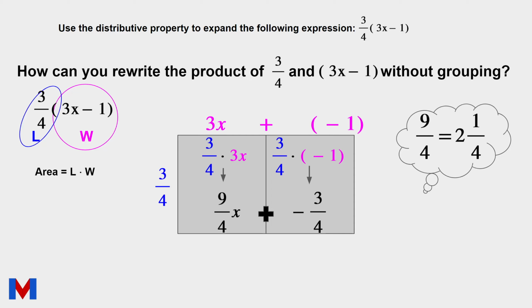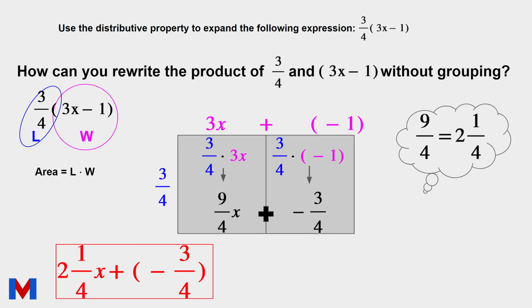Just to make things a little neater, I do know that 9/4 is equivalent to 2 1/4. We don't normally like to leave fractions as improper fractions. We can rewrite it as a mixed number. So when we write our final answer, we have 2 1/4 x plus -3/4. And again, do you see where we're adding a negative here? We can definitely rewrite that as subtracting a positive. So we do have a second option of writing our final expression as 2 1/4 x minus 3/4.